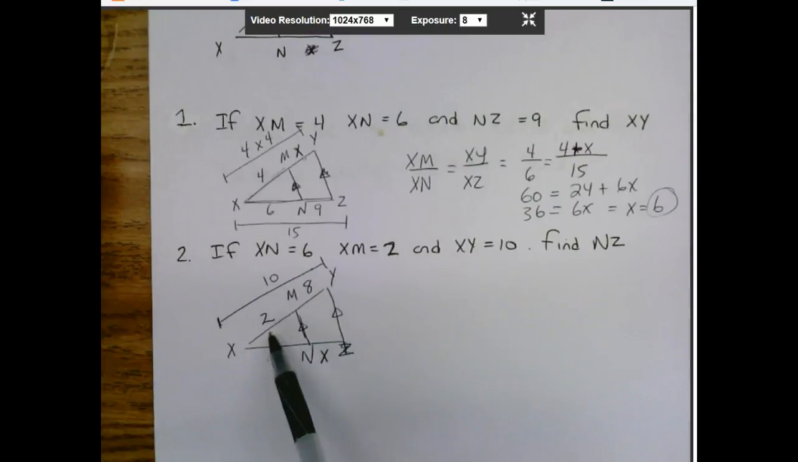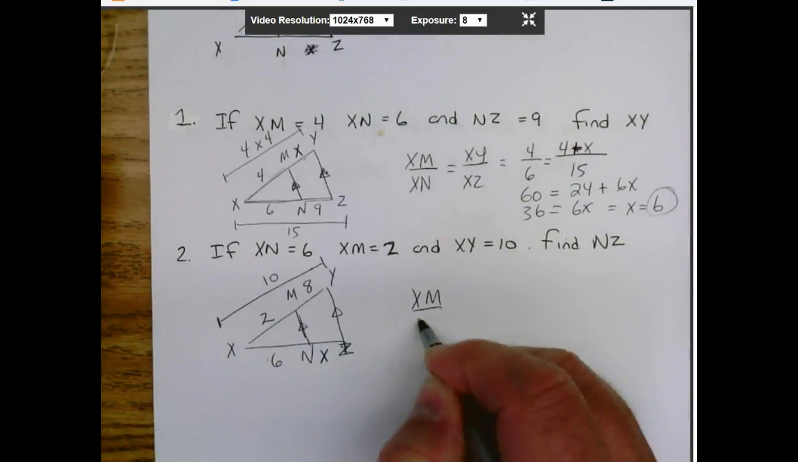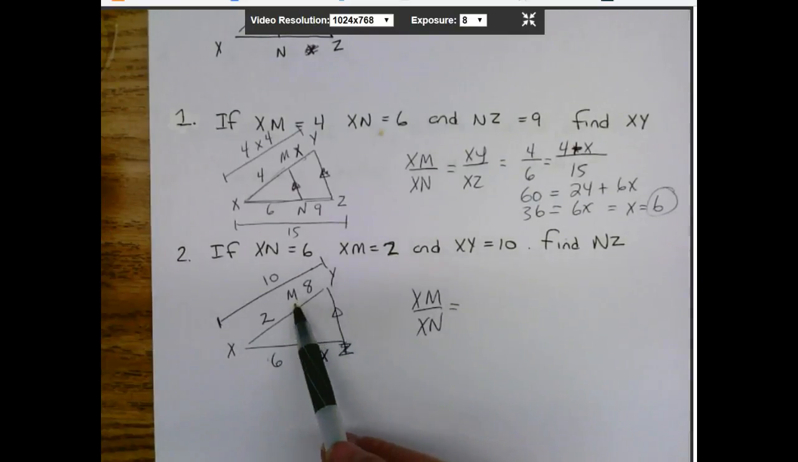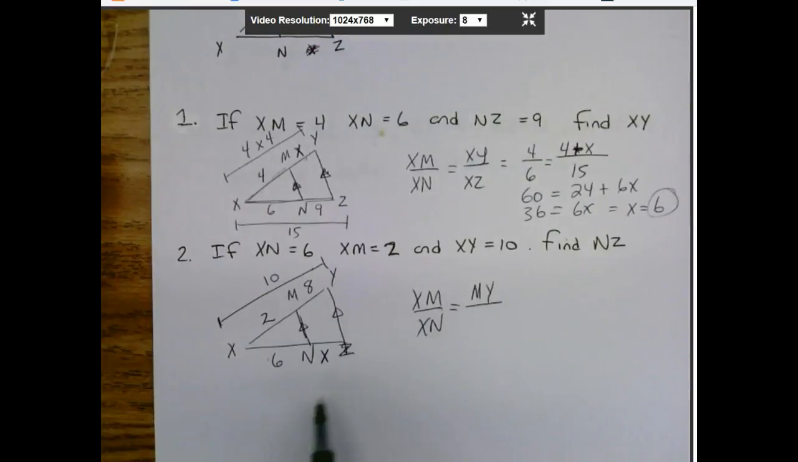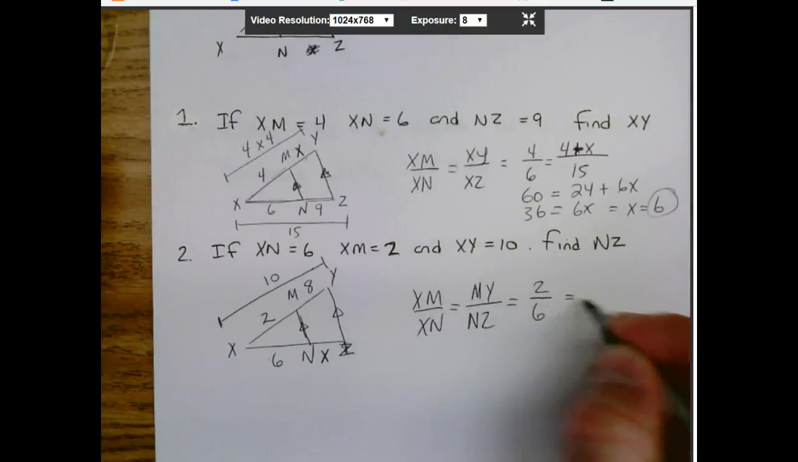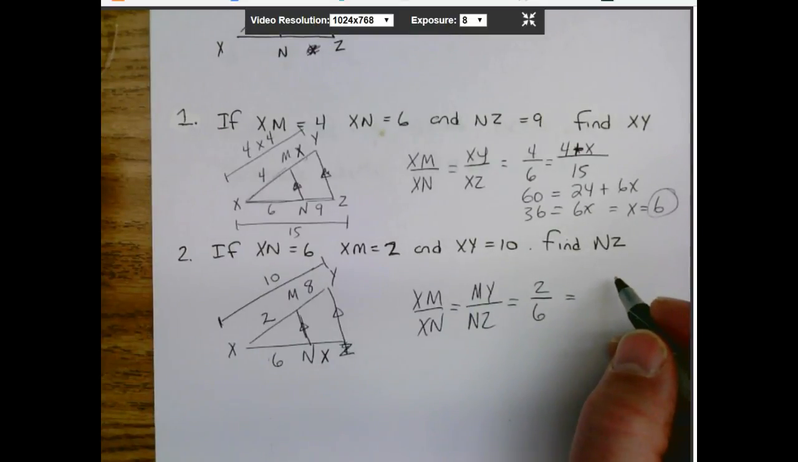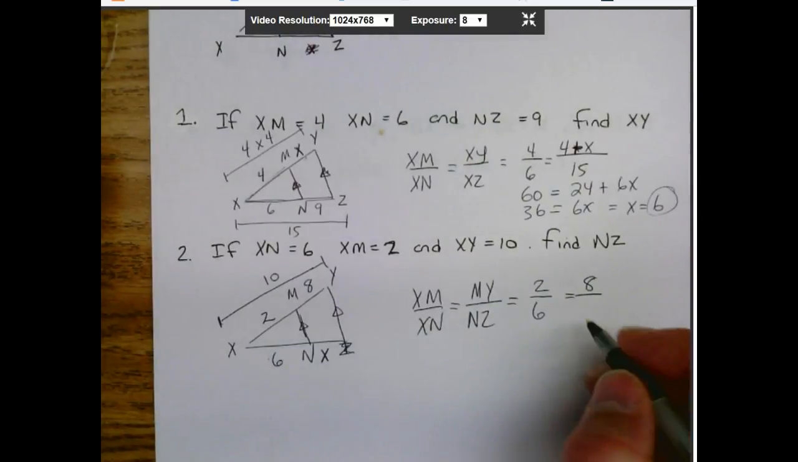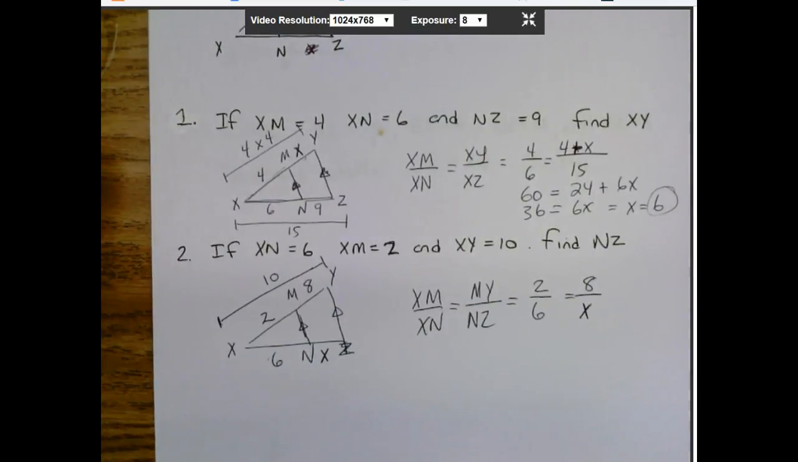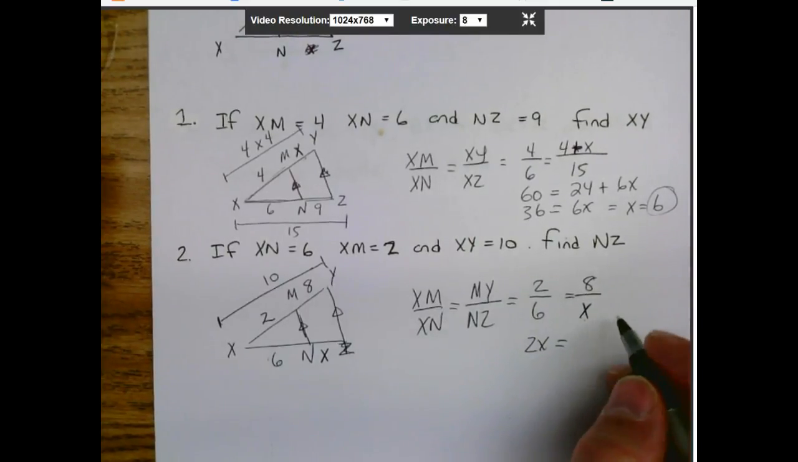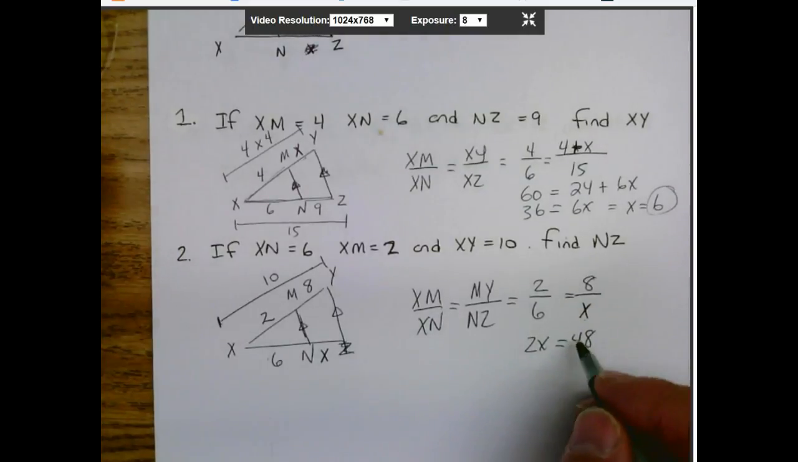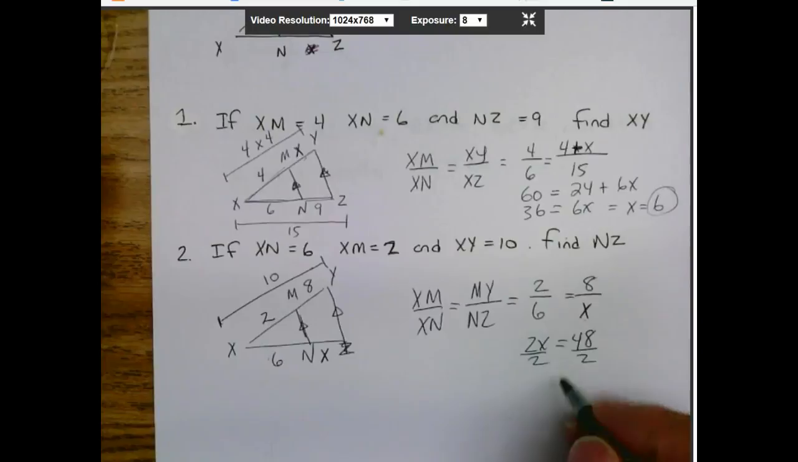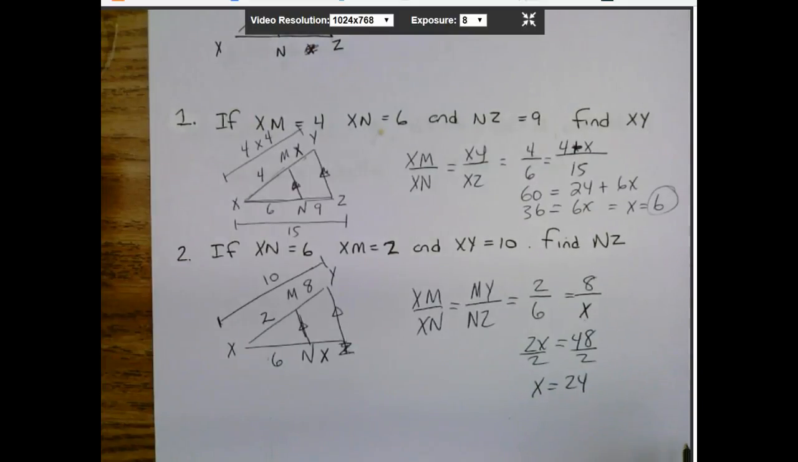And then we just want to make some ratios like XM compared to XN. And then we'll make that equal to MY compared to NZ. Then put in our numbers, 2 over 6. That should equal MY, 8, over x. We don't know what it is, right? Okay, so then we're just going to go 2x equals 48, and then we're going to divide by 2. Seems like a big number, but we'll see. x equals 24.